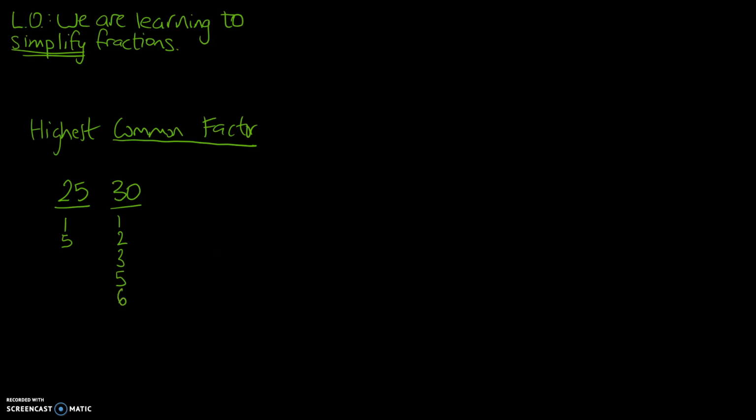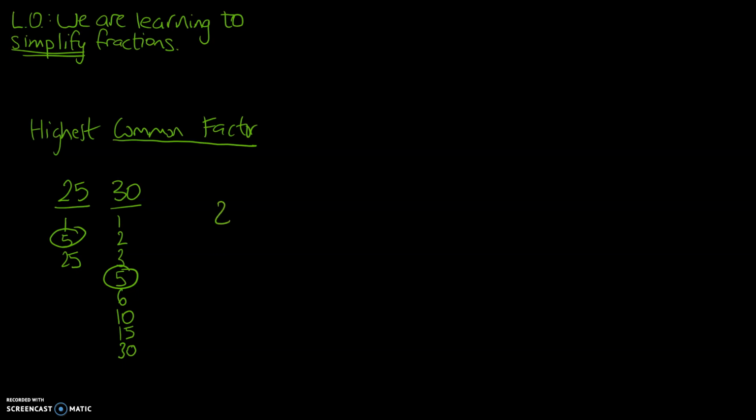30 can be divided by 6, but 25 can't. Neither of them can be divided by 7. Neither of them can be divided by 8 or 9. 30 can be divided by 10 though. It can also be divided by 15 and it can also be divided by 30. And the last one, 25, can be divided by 25. So these are all the common factors. What we needed to do is identify the highest one in both of these lists. In our case, it's 5.